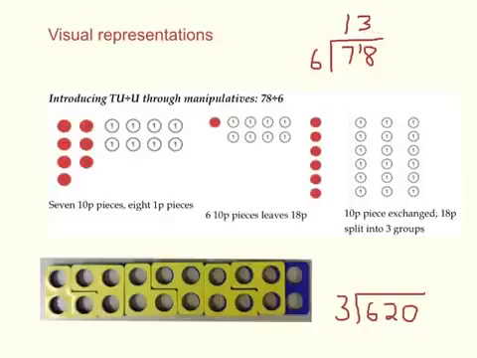Let's have a look at another example, 620 divided by 3. Children probably find the first part of this question straightforward. How many 3's in 6? There are 2. How many 3's in 2? There are none, so carry the 2. Now this part can become more difficult.